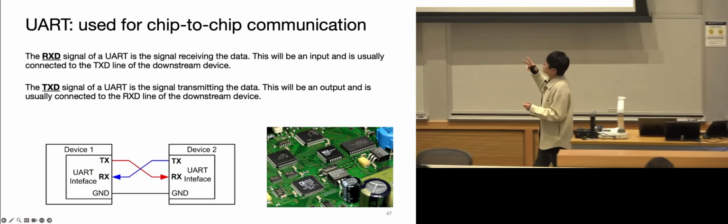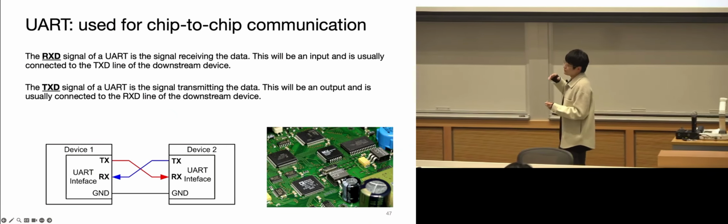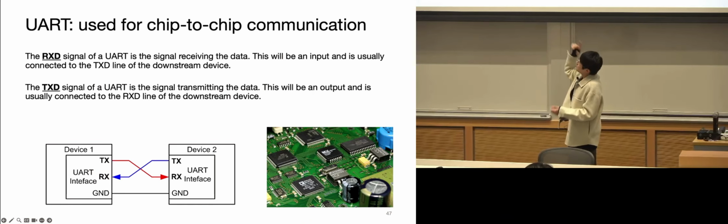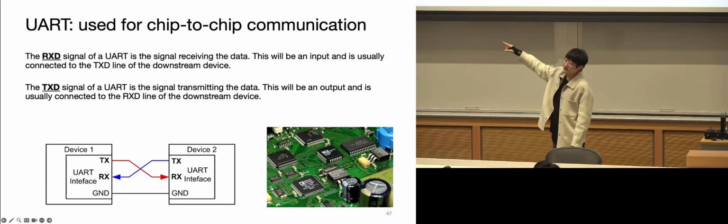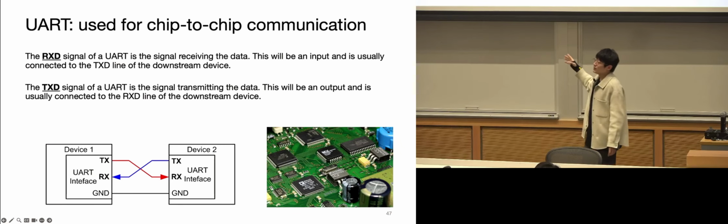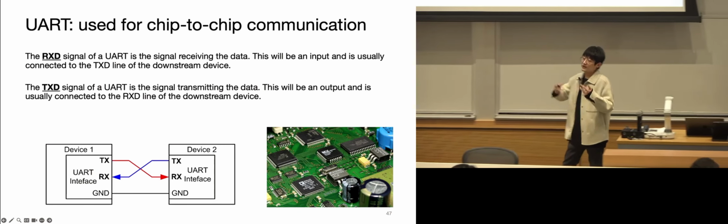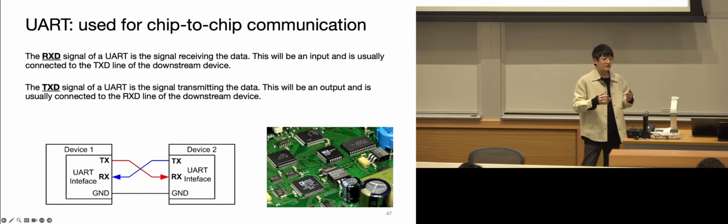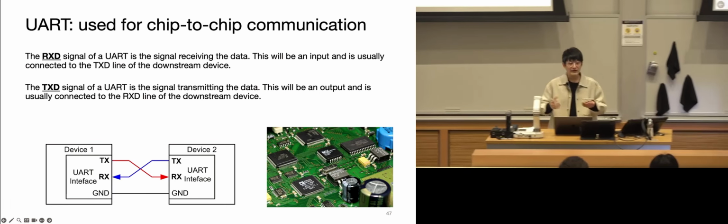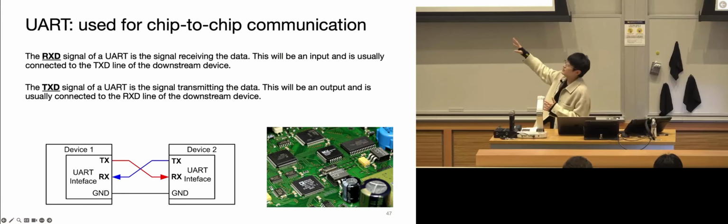They have two wires, TX and RX, transmit and receive. The TX of device 1 connects to the RX of device 2, and the TX of device 2 connects to the RX of device 1. So it's a full duplex communication. They can happen at the same time, and they share a ground. They do not share a clock, and the clock is handled essentially by oversampling on each device under an agreed communication speed, usually called baud rate.